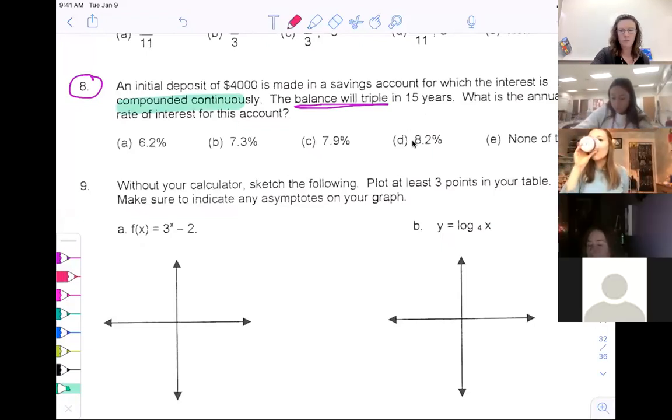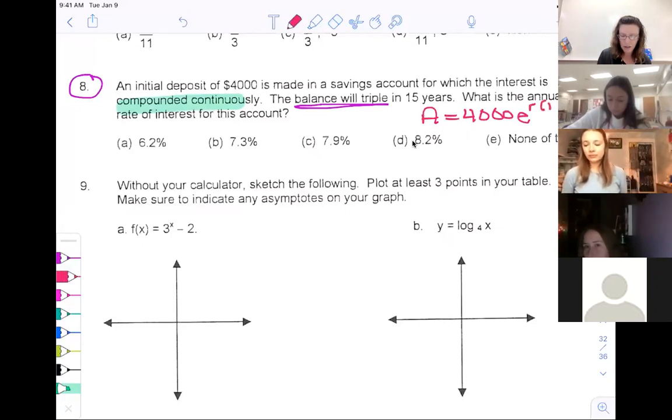You would do A equals 4,000 e to the r times 15. Yeah, so we don't know the rate. That's what we're going to try and find. And then Hannah, what would the A value be if the balance is going to triple? 12,000. Yeah, so we can replace that A with 12,000.